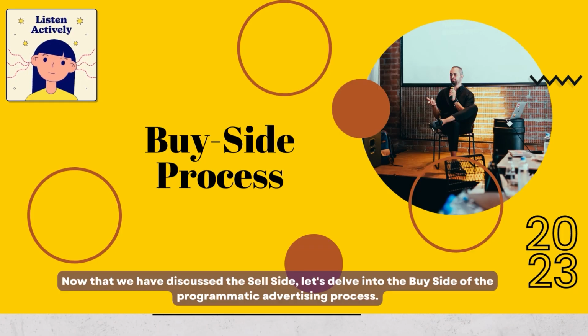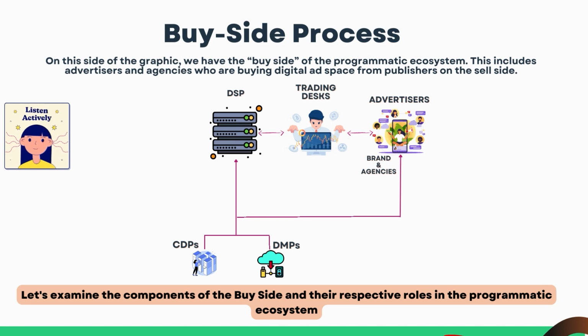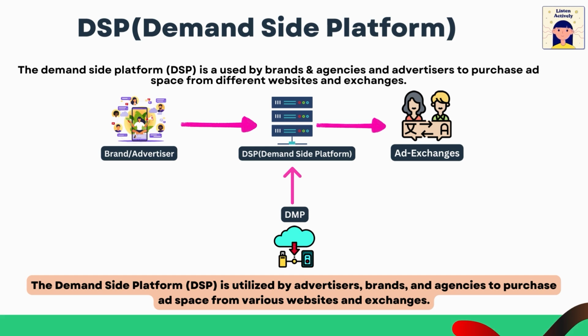Now that we have discussed the sell side, let's delve into the buy side of the programmatic advertising process. On this side of the graphic, we have the buy side of the programmatic ecosystem, which includes advertisers and agencies purchasing digital ad space from publishers on the sell side. Let's examine the components of the buy side and their respective roles in the programmatic ecosystem.